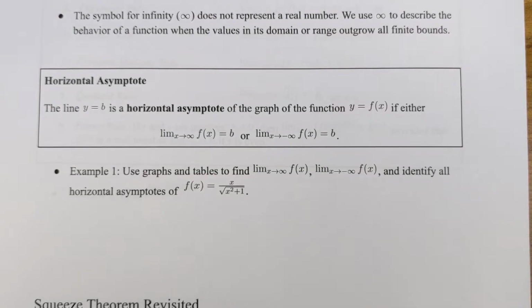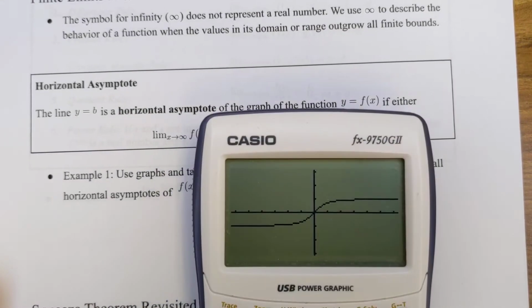Example 1 says use graphs or tables to find the limit as you go to infinity and negative infinity, and identify all horizontal asymptotes of f equals x over the square root of x squared plus 1. So I'm just going to draw the graph here. I've got to get everything cleared out of my calculator. So we've got x over the quantity, the square root of x squared plus 1, double close, draw. Okay, zoom out. Okay, so here's my graph. You can see it there, looks like that.